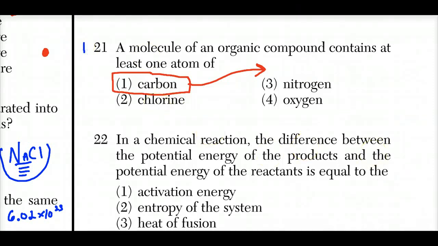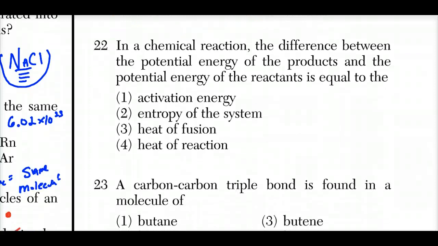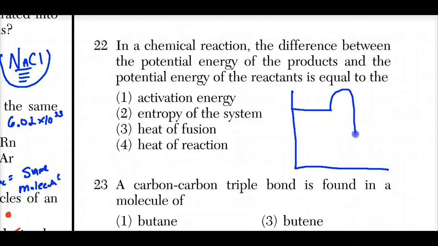Number 22. In a chemical reaction, the difference between the potential energy of the products and the potential energy of the reactants is equal to, well, I hear potential energy in reactants and products, I think potential energy curves. And I suggest, in this kind of question, you draw one. Now, I'm going to draw an exothermic reaction. You should know this is the reactant side, this is the products, and energy drops down. In fact, you should know the difference of where you start energy and end in energy is something that we call delta H, called enthalpy, or heat of the reaction.